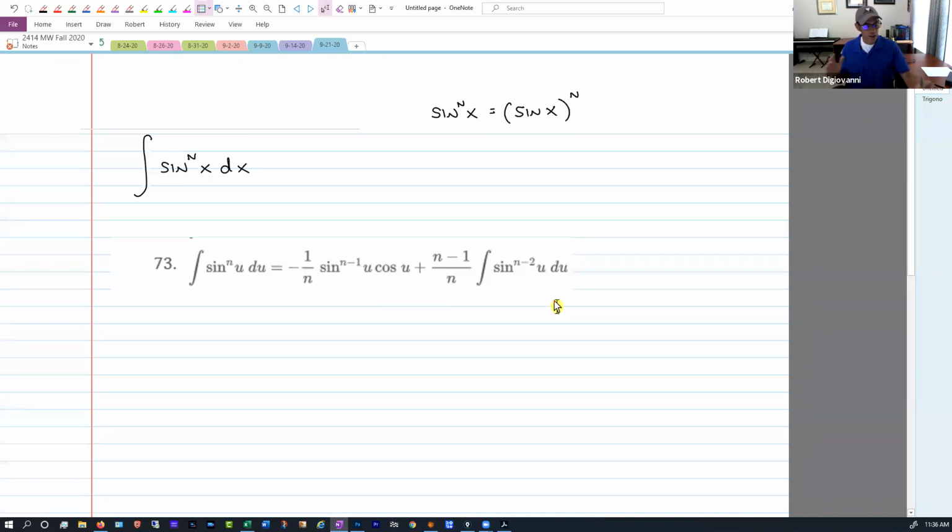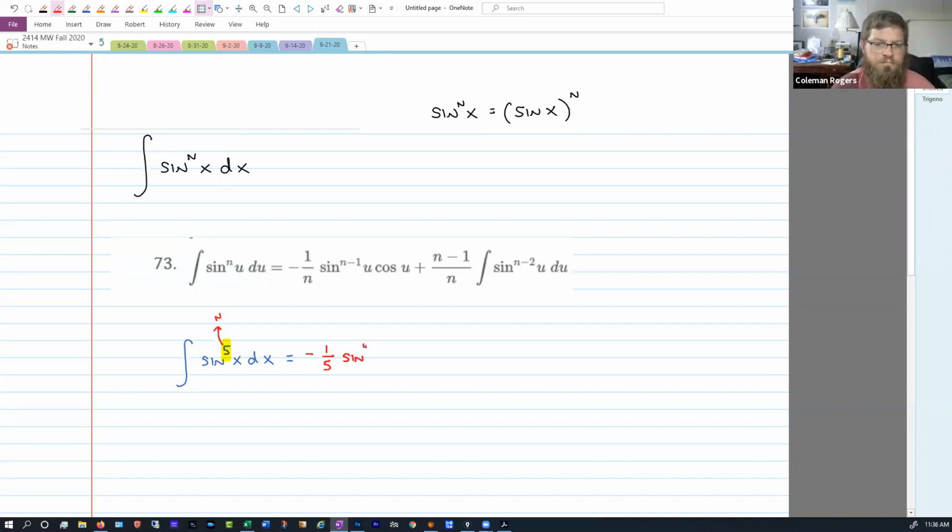So the way this formula works is as follows. Let me give you a specific example. Let's say we wanted to do sine to the 5th power of x dx. According to this formula, here n is what? For us, n would be 5, right? So let's just rewrite everything using that formula. Let's replace all the n's with 5s. So it'll be -1/5 sine to what power? 4th. N minus 1, right?